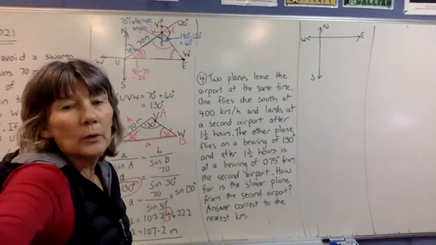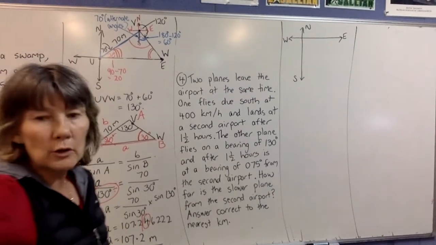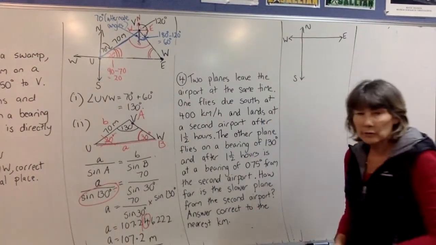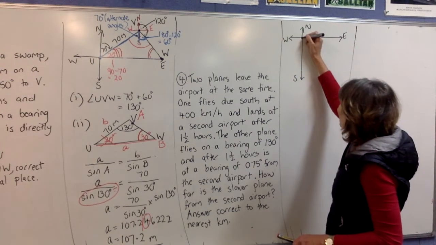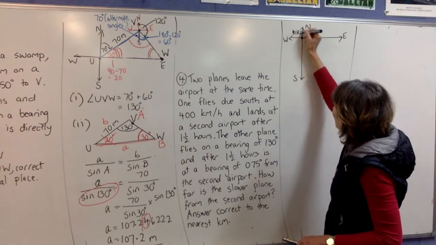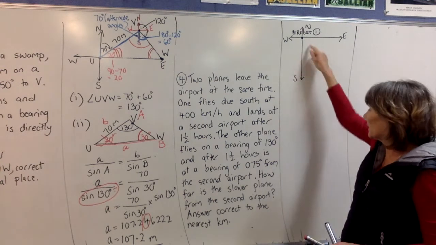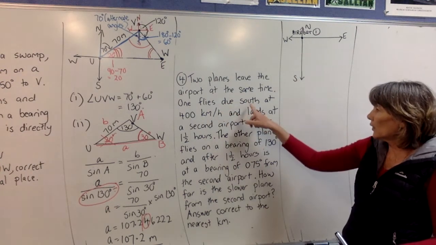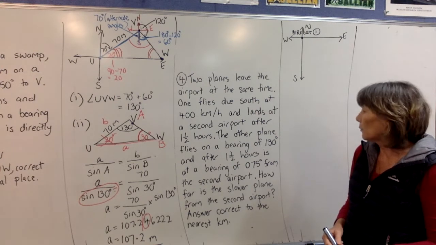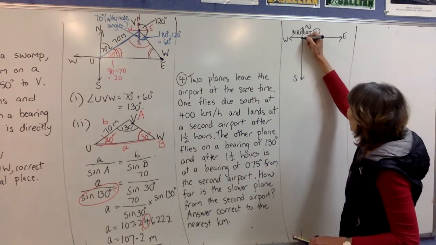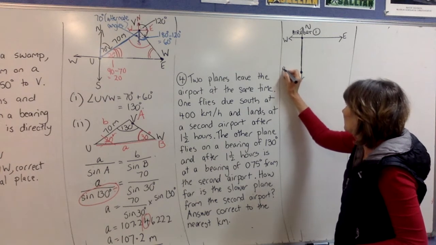All right, we're doing another question here. This one's harder again. It involves speeds, and it's always a little bit trickier when we've got speeds. Okay, so we have two planes leaving the airport at the same time. So we start off with our compass and our airport. Airport 1, because we're considering another airport in a minute. Airport 1 is in the middle of the compass. So the first plane flies due south at 400 kilometres per hour and lands at a second airport after 1.5 hours. So here's the first plane. All right, and it goes down and it finishes there at airport 2.